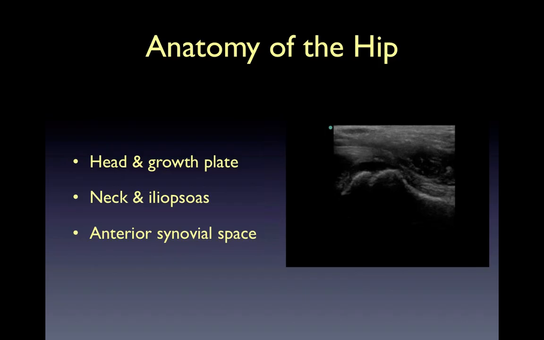For the purposes of performing hip sonography, the anatomy we need to master can be easily remembered by repeating this mantra: head with growth plate, neck iliopsoas, anterior synovial space. Let's try that again. Repeat after me. Head with growth plate, neck iliopsoas, anterior synovial space.